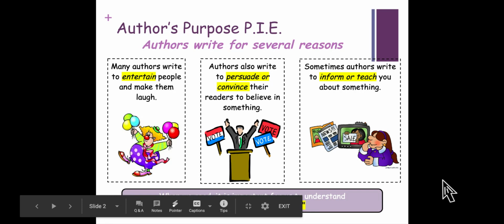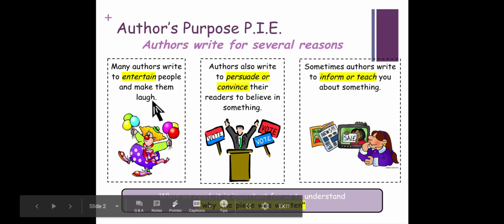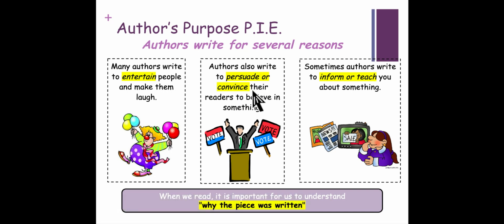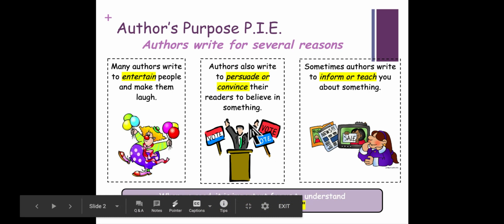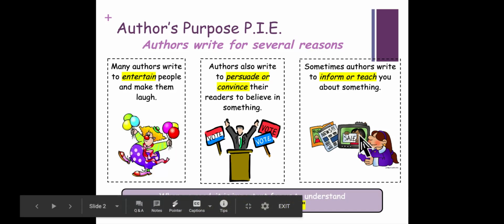There's really several reasons why an author may want to write a book or make a movie. The first reason is because authors may want to entertain people and make them laugh. It could be because they want to persuade or convince their readers to believe in something, like a politician or anybody giving a speech, or if you're trying to tell people not to pollute in an essay. And sometimes it's when you just want to inform or teach someone. So again, there's three reasons why an author would be writing: to entertain, for fun, to persuade or convince, or to inform or teach.